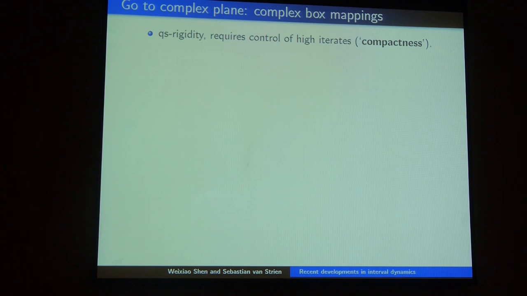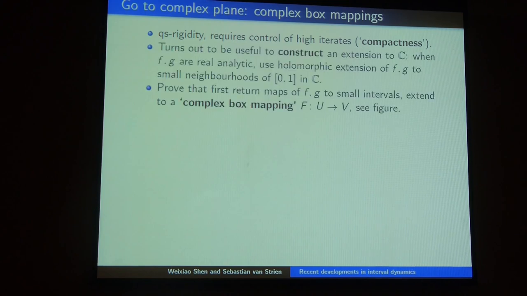Any sort of formulas don't help you at all. And so you need to have some kind of compactness, a more abstract argument. And it turned out, and this is perhaps somewhat of a surprise, that it's useful to go to the complex. Remember, we started with real maps, even C3 maps. There's no complex structure there at all. And yet, it's useful to extend these maps in some way or other to the complex. And so, for example, if the maps are real analytic, then of course there is a complex extension to a small neighborhood of the real interval.